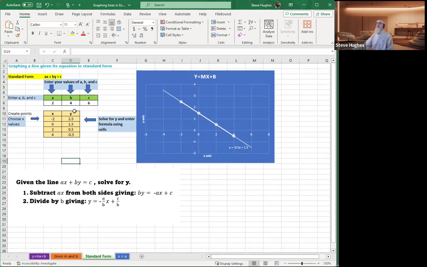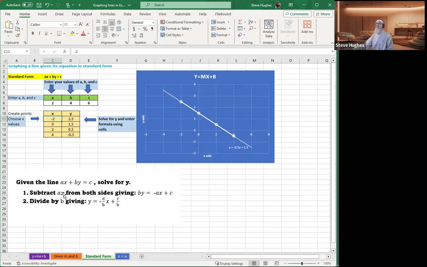Here says, another question from homework 1, graphing a line given its equation in standard form. Remember, the standard form is ax plus by equals c. So here I tell you, enter a from your equation, whatever it is, enter b and enter c. That's all you got to do. Now you choose the values of x in this column, and then look down here. What does it say? Given the line ax plus by equals c, solve for y.